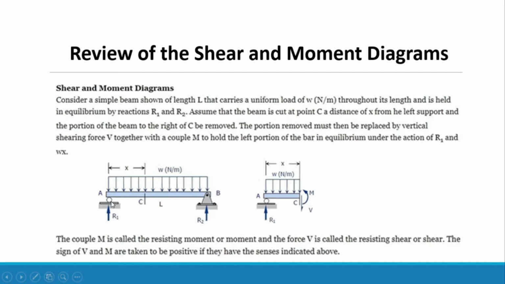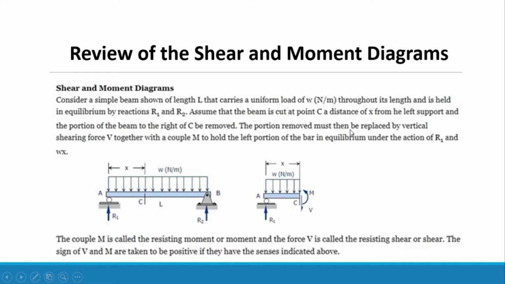So R1 is at support A, which is a roller, while R2 is at support B, which is a hinge. So a combination of two supports with a roller and a hinge is a determinate beam, and we can find the values of R1 and R2 using the summation of forces or the equilibrium equations. Assume that the beam is cut at point C, a distance of x from the left support, so the distance from A to C is x, and the portion of the beam to the right of C is removed.